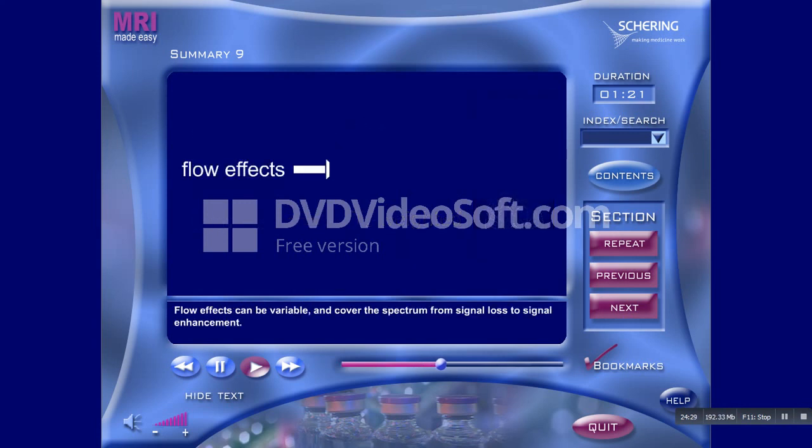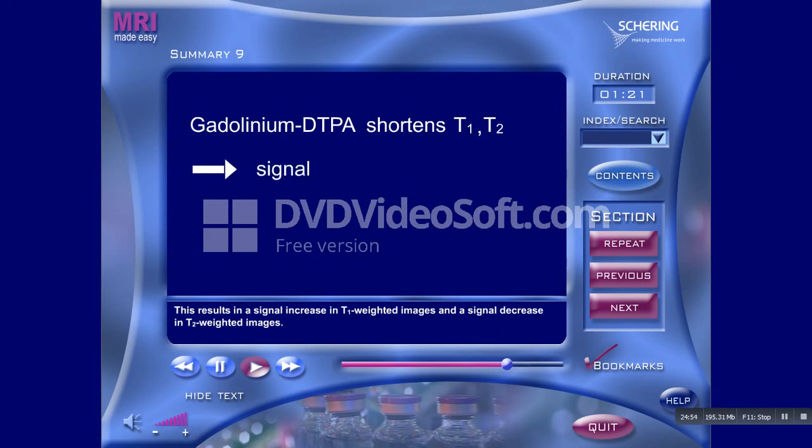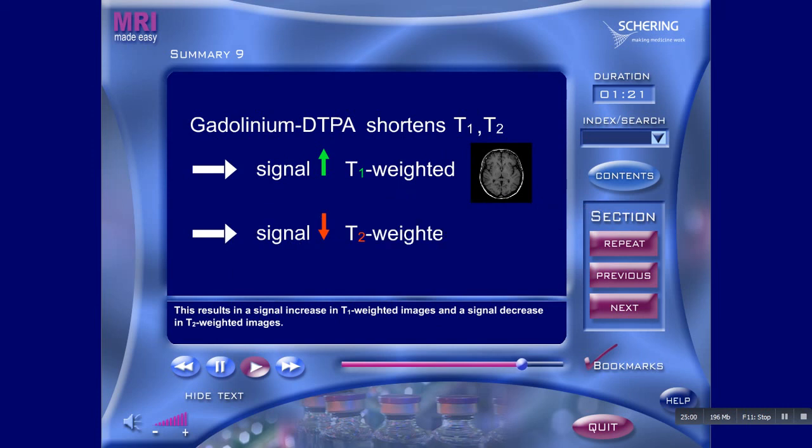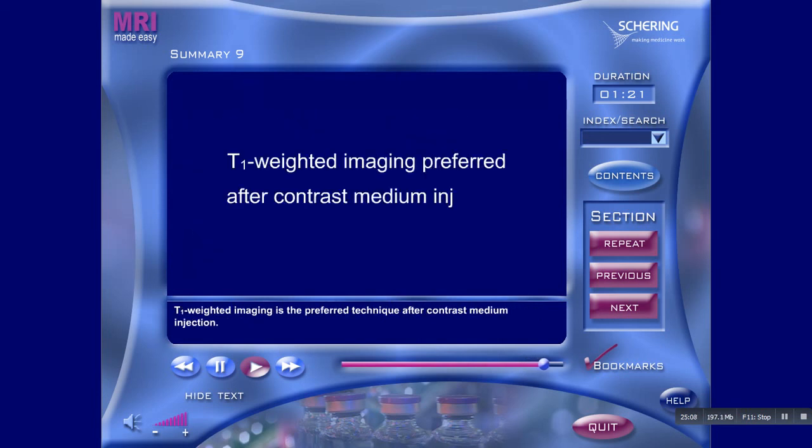Flow effects can be variable and cover the spectrum from signal loss to signal enhancement. Paramagnetic substances, for example the contrast medium gadolinium DTPA, shorten T1 and T2 of the surrounding protons. This results in a signal increase in T1 weighted images and a signal decrease in T2 weighted images. T1 weighted imaging is the preferred technique after contrast medium injection.